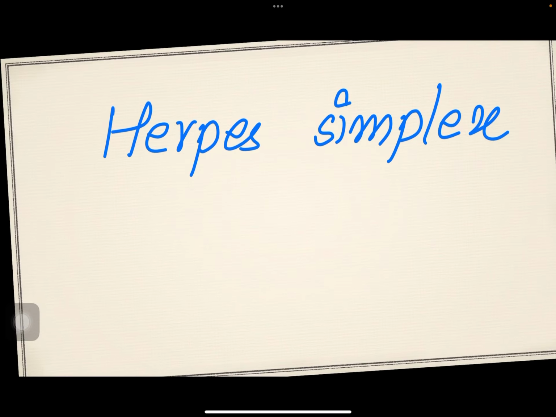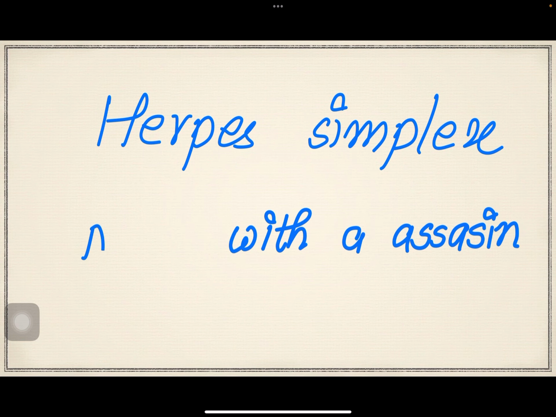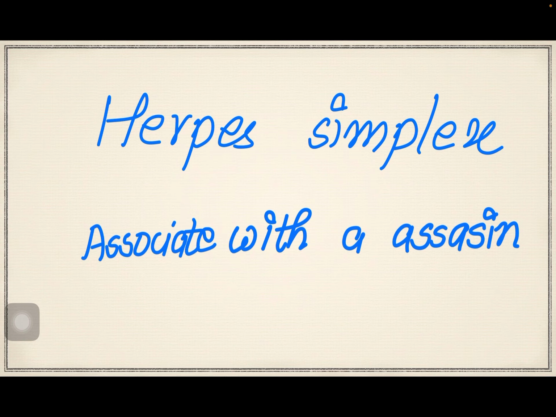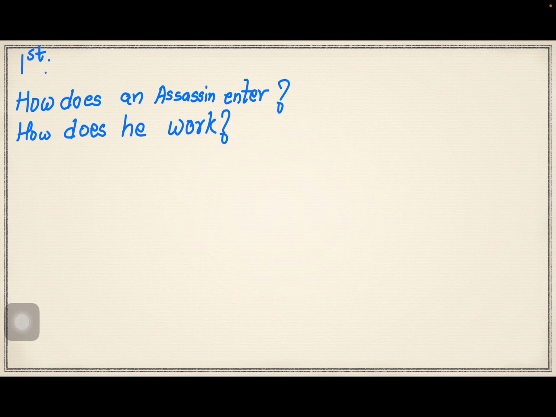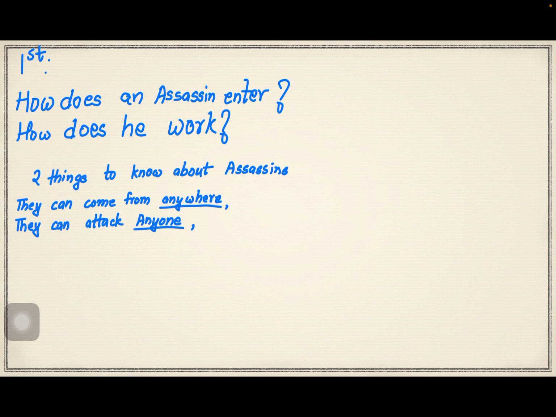Now, how do you remember herpes simplex? Well, just associate it with an assassin. Now, how does it associate with an assassin? Well, we'll be knowing that by the end of this video. First of all, what does an assassin do? How does he enter? How does he work? Well, first of all, the assassin can enter from anywhere. They are that skilled. They can attack anyone.